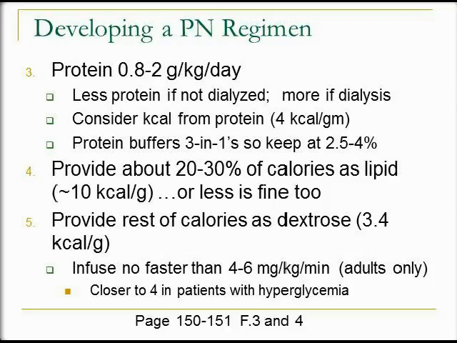Be careful that you don't infuse too fast. When you calculate your total amount of dextrose that you're giving in a 24-hour time period, do the math to make sure it's no faster than 4 to 6 milligrams per kilogram per minute, because that's how fast we can metabolize it through our liver. If it's higher than that, you're going to cause hyperglycemia. And in some patients, closer to 4 would be better if they're experiencing hyperglycemia. So just a little double check there for how much glucose you're infusing.